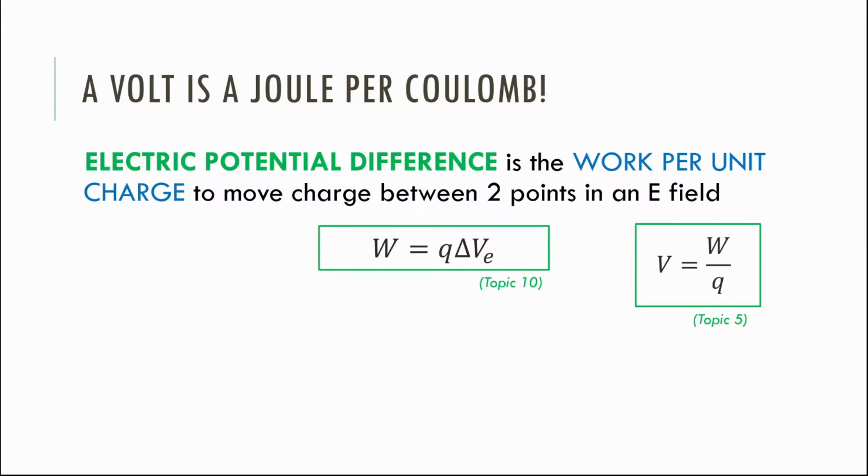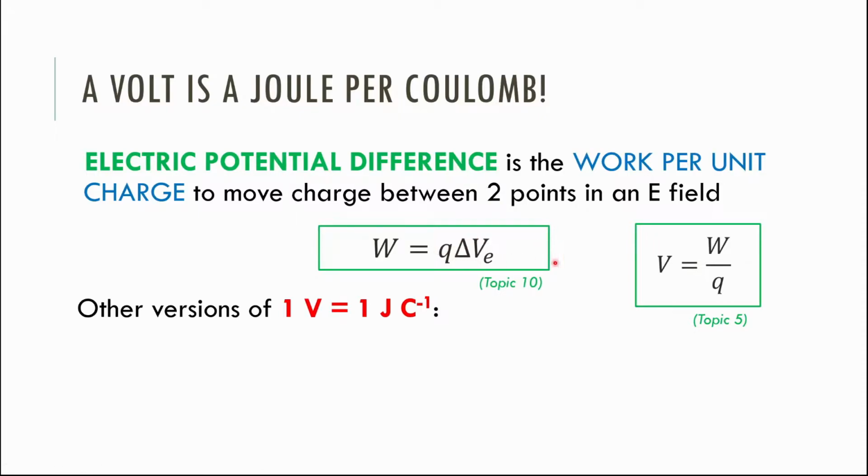In different places, they're both the same equation, just written with different notation. Topic 10 is a little more official to show delta V_E for electric potential difference, but it means the same thing. So voltage is work over charge. Or charge times volts equals the amount of work that's done if you're talking about a potential difference that you move a charge through. So a volt is a joule per coulomb, the second most important unit definition to possibly know.